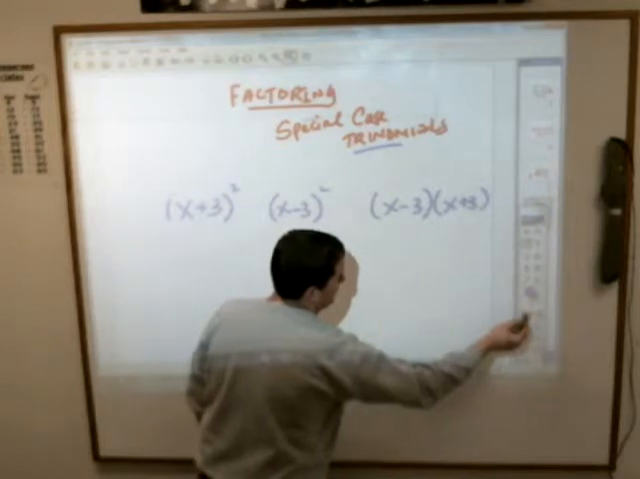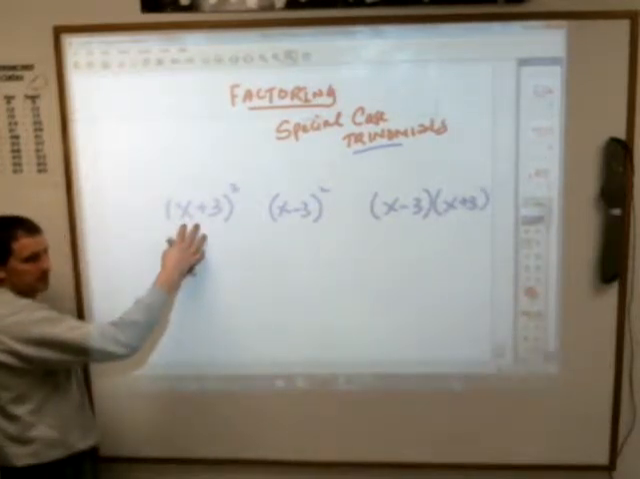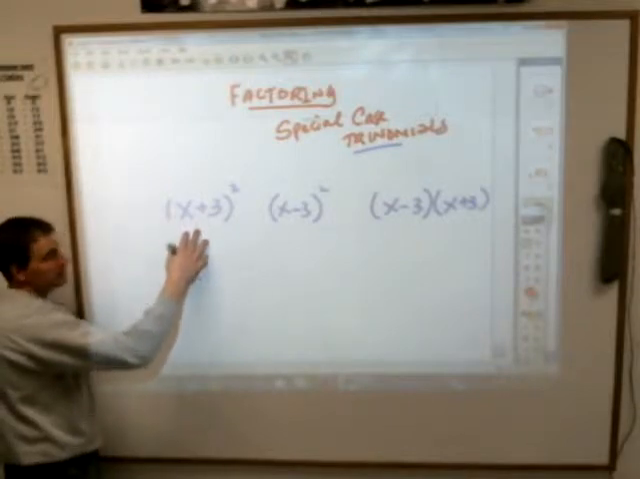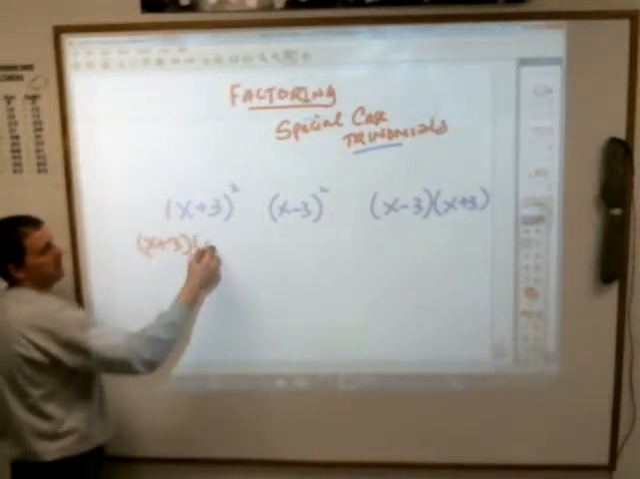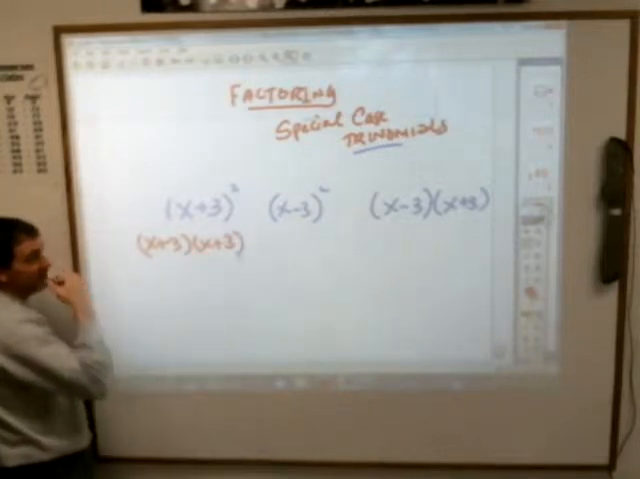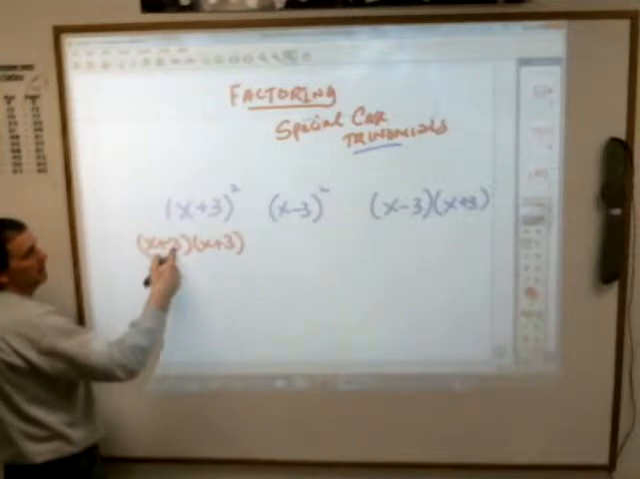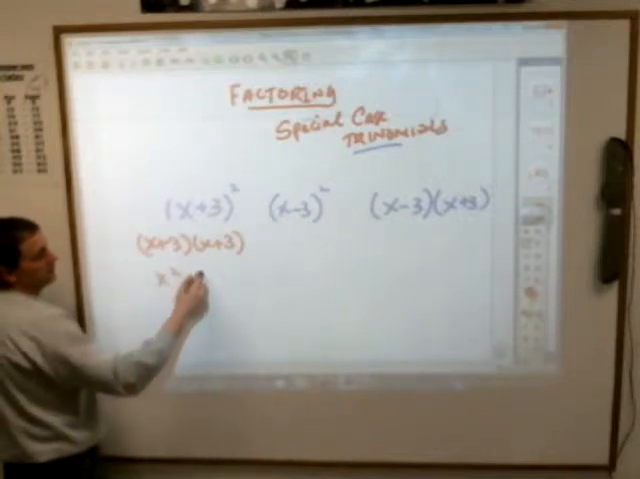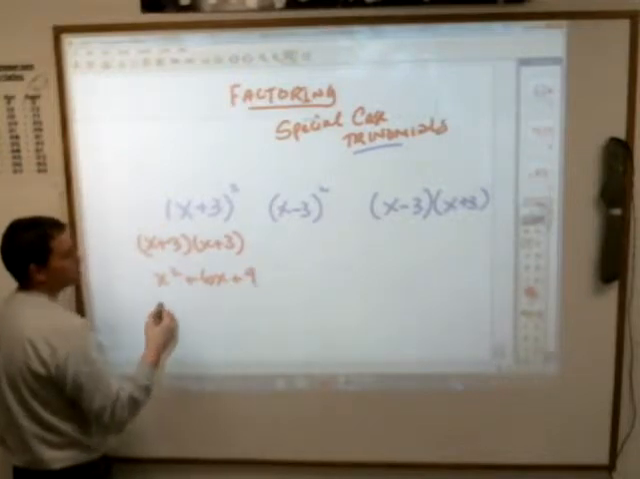Let me just warn you here, we've talked about this before. A lot of people think the answer to this is x squared plus 9. It is not. Remember, if you take x plus 3 times x plus 3, you are going to get a middle term. FOIL says you get x squared, 3x and another 3x for your middle term is your 6x, and then 3 times 3 is plus 9.